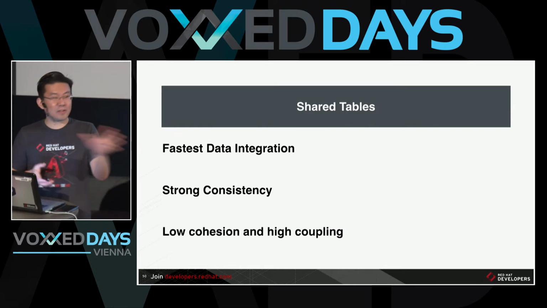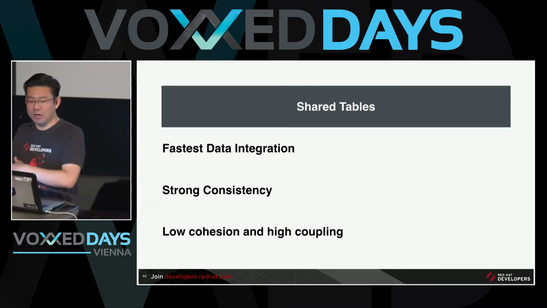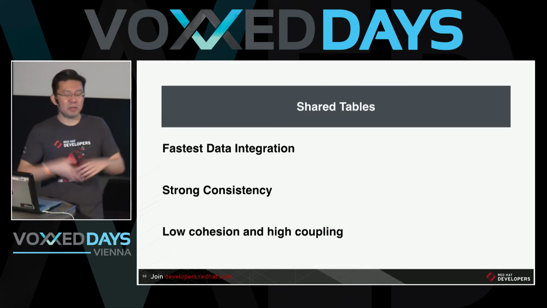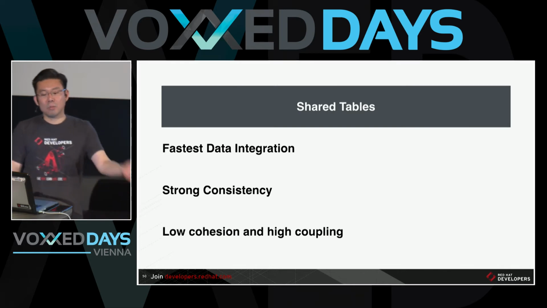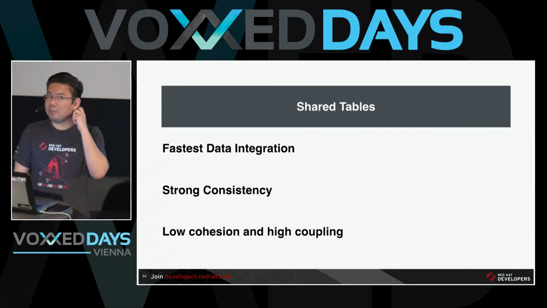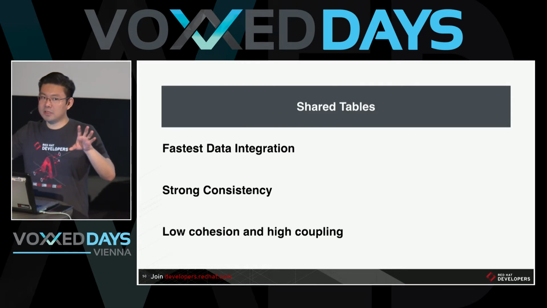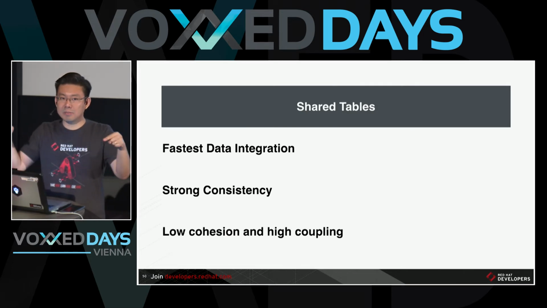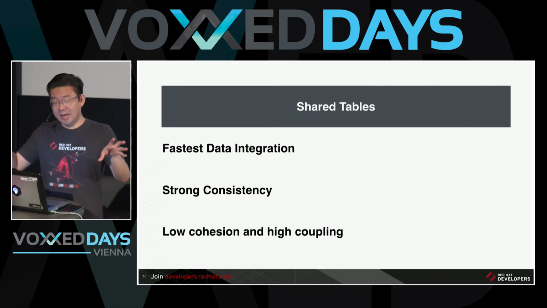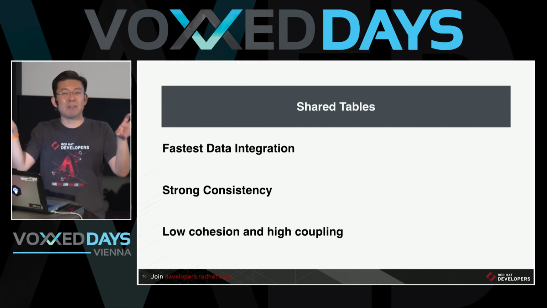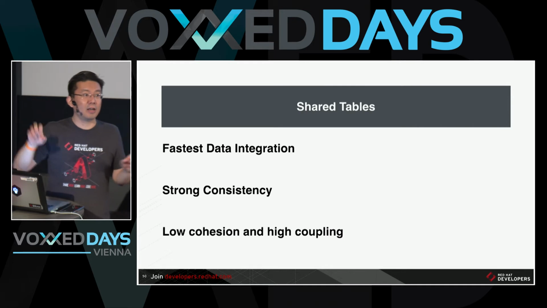Shared tables is usually the first approach and the fastest one, which leads to strong consistency because you're applying changes to the same tables within the same database. You have transaction support on that, but it also leads to low cohesion and high coupling because your microservices and your monolith are accessing the same tables. If you change anything here, you have to change here too. It leads to tight coupling, and you don't want to be able to do that. In fact, that's the perfect excuse for you to never change anything anymore, neither here, neither there.